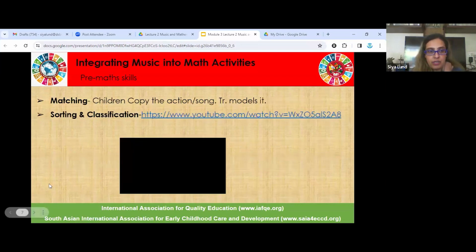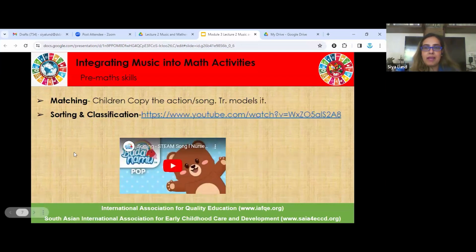So let's get back to matching. How can you teach matching as a pre-math skill to children? Well, it's the simplest thing to do, right? The teacher does an action and the child copies it, right? So that's as simple as that.